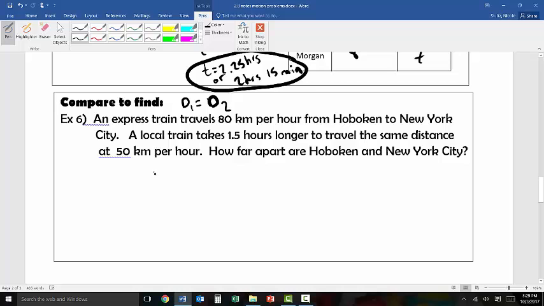So an express train is going to be 80 kilometers per hour for t amount of hours. It doesn't say how many hours the first train's going. The second train, however, is traveling 50 kilometers per hour, and they're going 1.5 hours longer. So longer would indicate we need to add. So we're going to have to write 1.5 plus t for our time. So the time of the faster moving train is t, and time plus 1.5 hours for the second train. And then we go through and we solve.